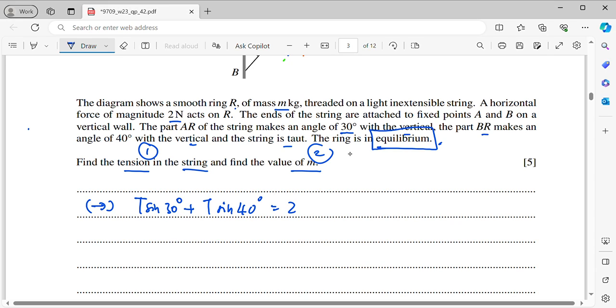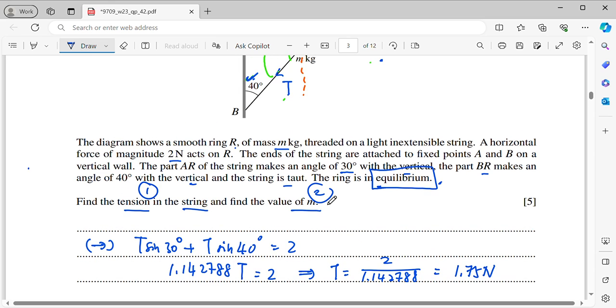So when you calculate the left hand side, the sum of the two T's, you will be getting 1.142788 T equals 2. So then from here, my T is going to be 2 divided by the whole value. Here I write down the exact value. Then for the final answer, I round to 3 significant figures. That will be 1.75 newtons. So when you resolve horizontally, you can easily find the tension.